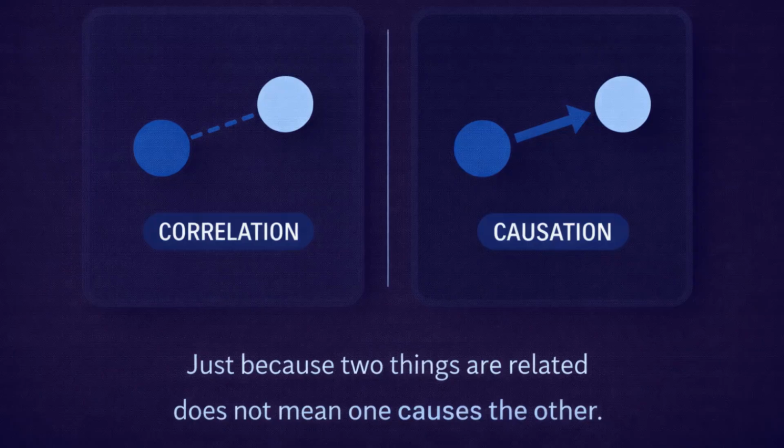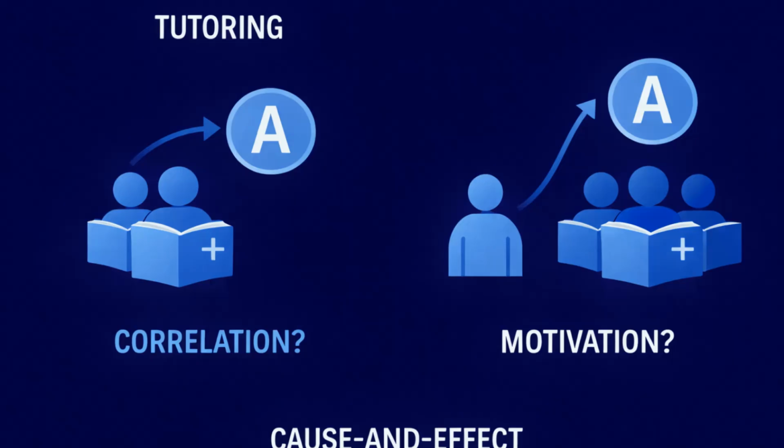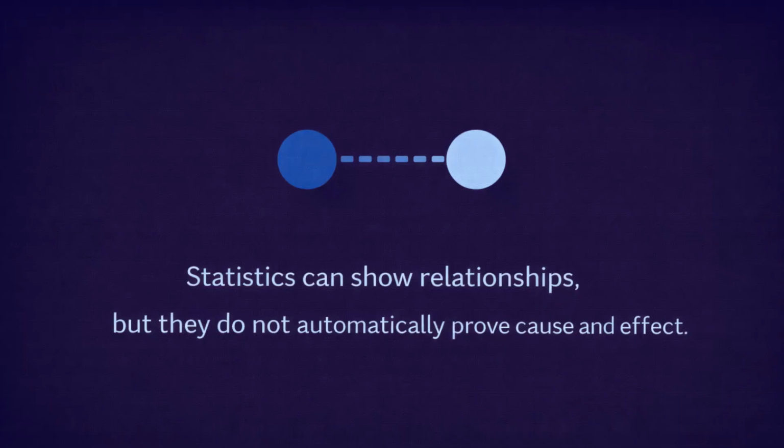Before we move on, there are 2 important ideas to introduce that will help you interpret results correctly. First is correlation versus causation. Just because 2 things are related does not mean one causes the other. For example, if students who attend tutoring have higher grades, that does not automatically mean tutoring causes higher grades. It may be that more motivated students choose tutoring. Statistics can show relationships, but they do not automatically prove cause and effect.